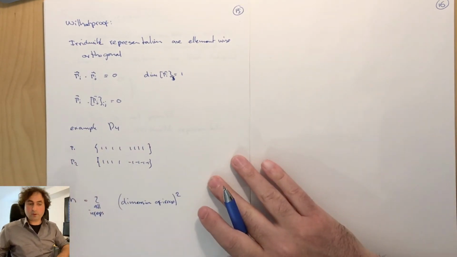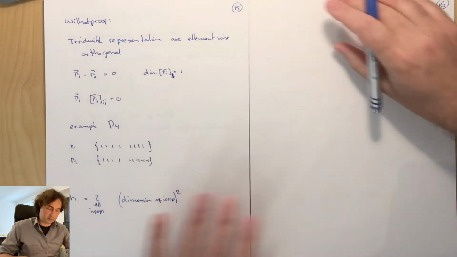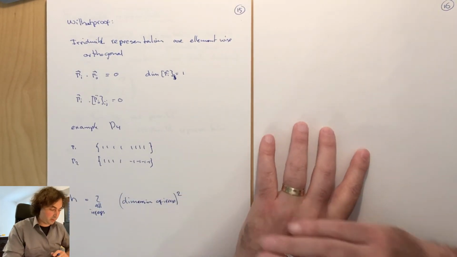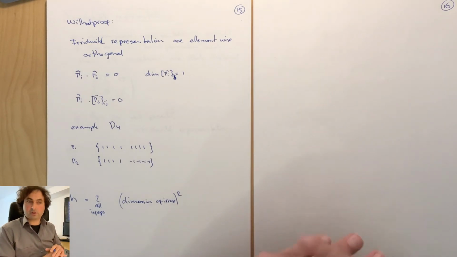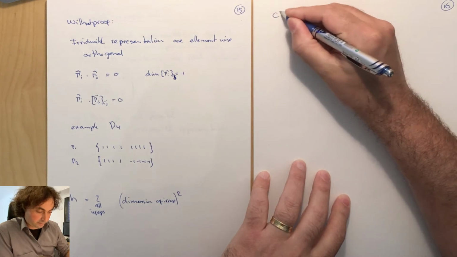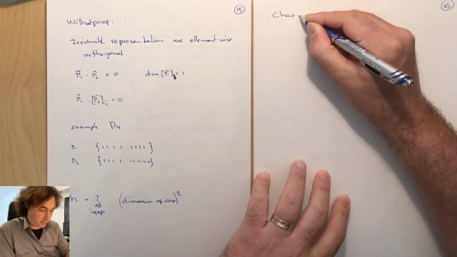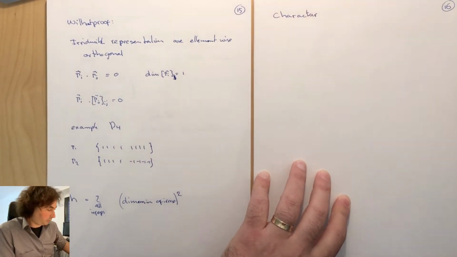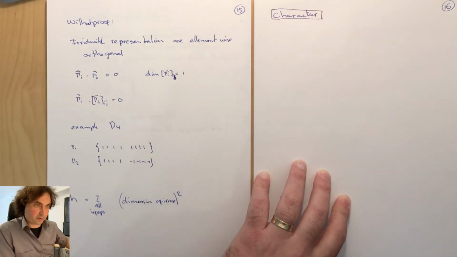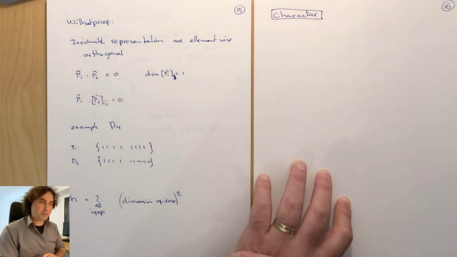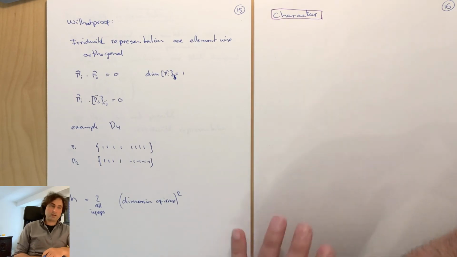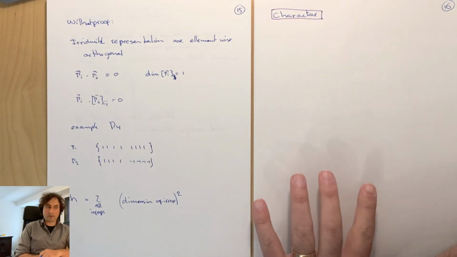Now, we don't have to actually build the representations of our symmetry operations. As they are invariant under unitary transformations, we can look at the character instead of the full representation. And for that, we define the character. So if we have a representation, then any unitary transformation of this representation yields a good representation.